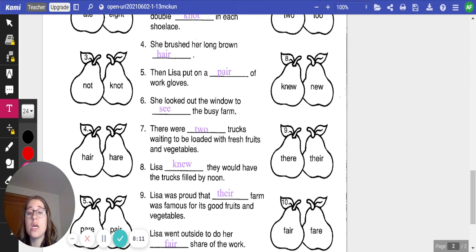Number 8, new. K-N-E-W means that you know something. And N-E-W means something is brand new. Number 9, there, T-H-E-I-R, belongs to people. T-H-E-R-E means over there. And number 10, fair, which is spelled F-A-I-R, means fair share of the work or something is fair. F-A-R-E means it costs money. There's a fare.